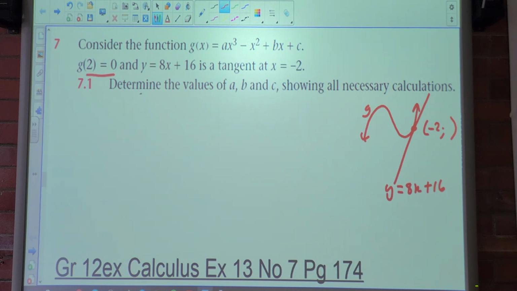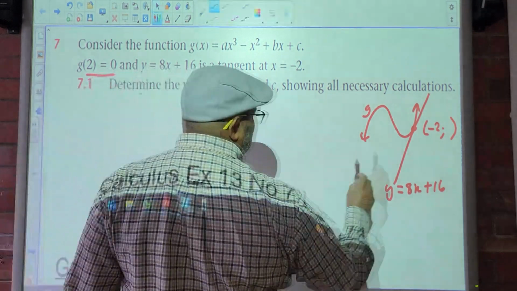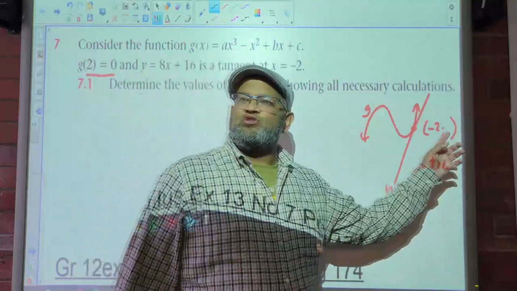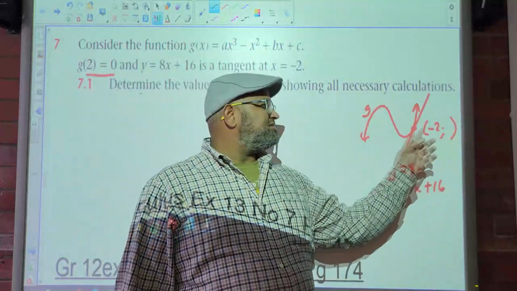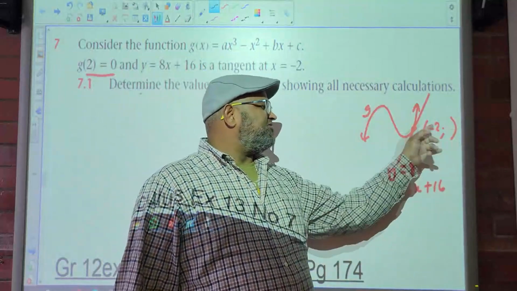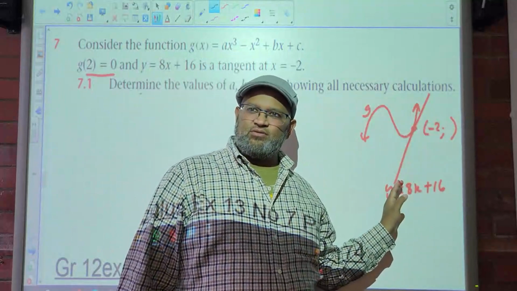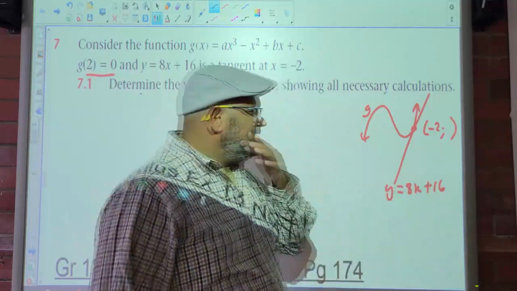Right, determine the value of a, b, c, showing all the calculations. Alright, so where do I start? I start with calculating this corresponding y value. This is the point of intersection, so negative 2 is the same value on the g of x graph as well as on the tangent. Why? Because it's a point of intersection.